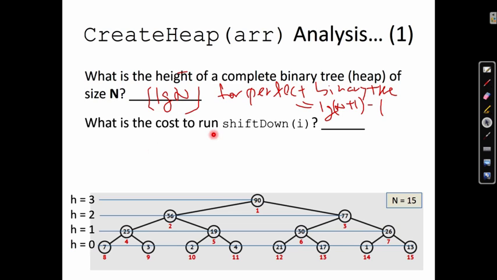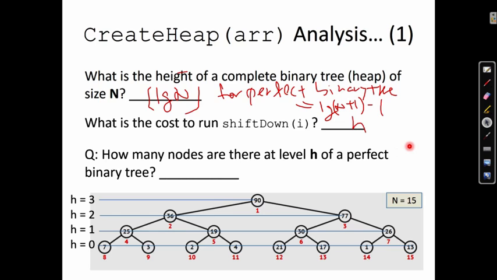So what is the cost of running shift down on i? It depends on which level it is at. From there, it shifts all the way down to the leaf level. So the cost will be h.